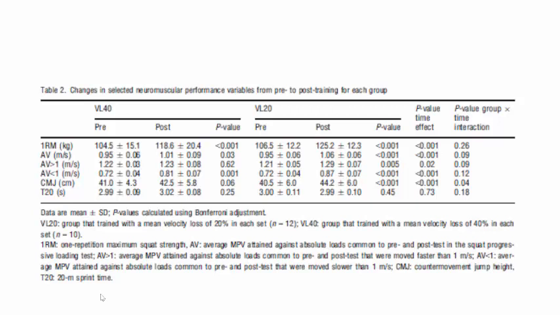It went up about 19 kilos for the 20 group. And we see that there was a bigger standard deviation for the 40 versus the 20. So, hey, what I can say here is that for strength, the velocity loss 20 seems to be better. We have fewer repetitions performed, but we still have a greater strength increase.